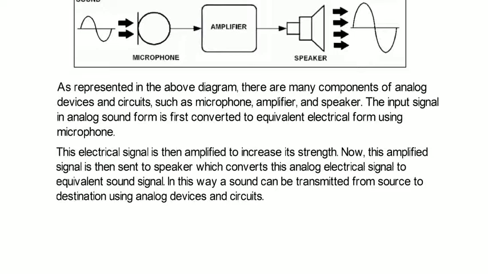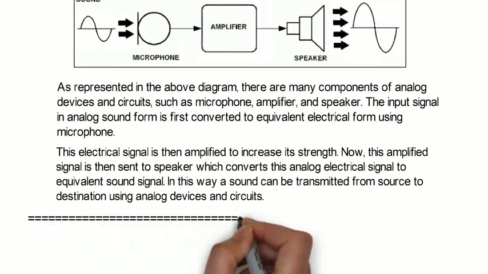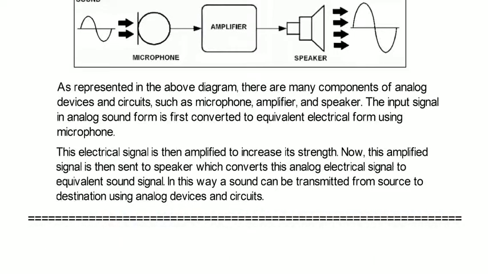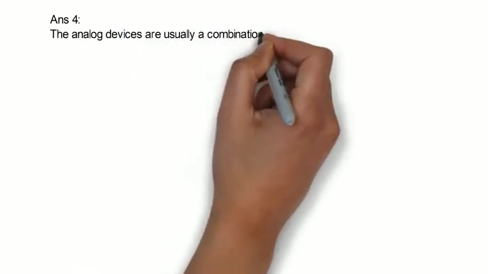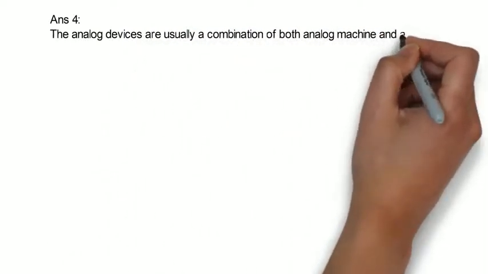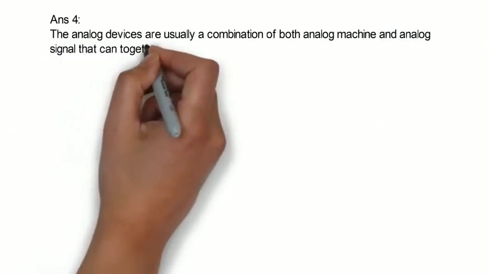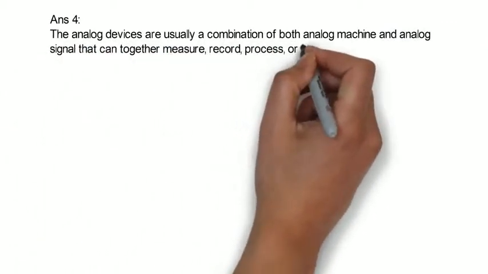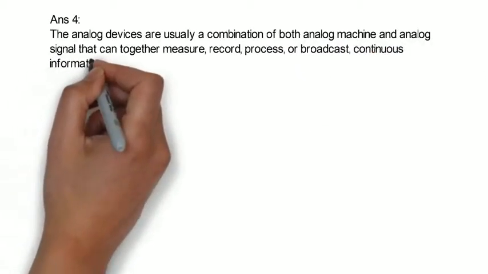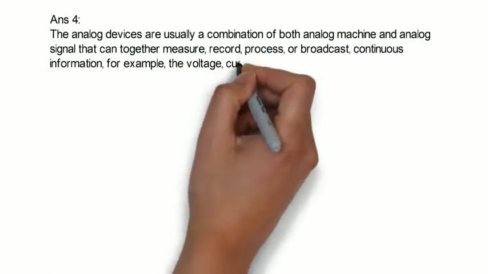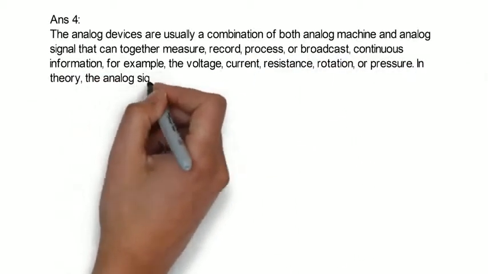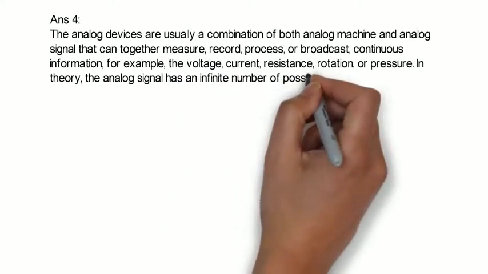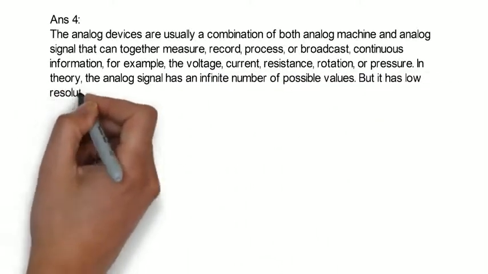Now we will study the fourth question, why there is a need for analog devices and circuits. The analog devices are usually a combination of both analog machine and analog signal that can together measure, record, process, or broadcast continuous information. For example, the voltage, current, resistance, rotation, or pressure. In theory, the analog signal has an infinite number of possible values, but it has low resolution, which affects its accuracy.